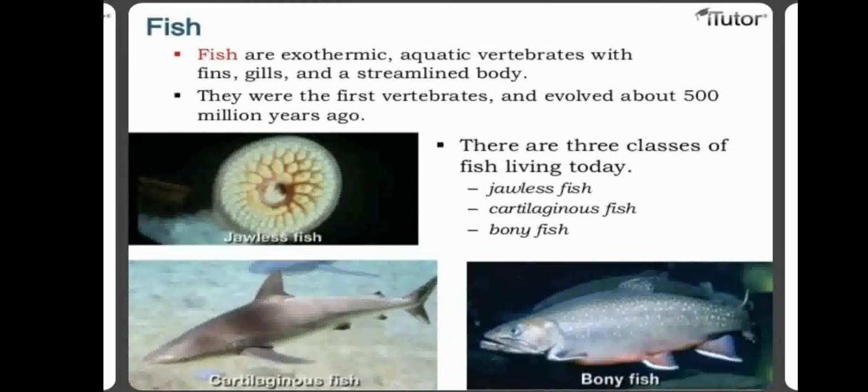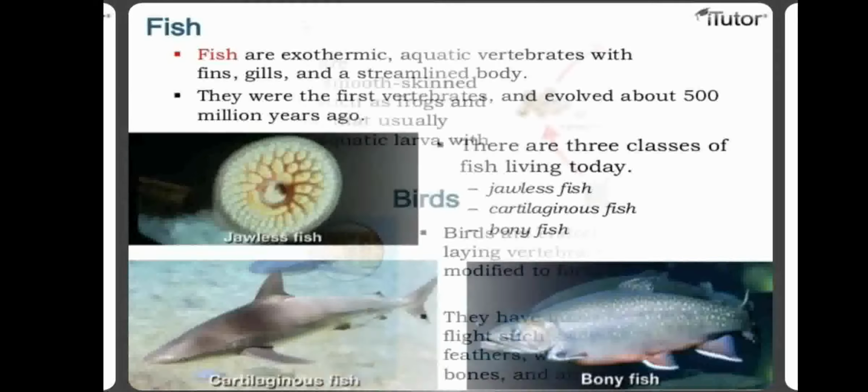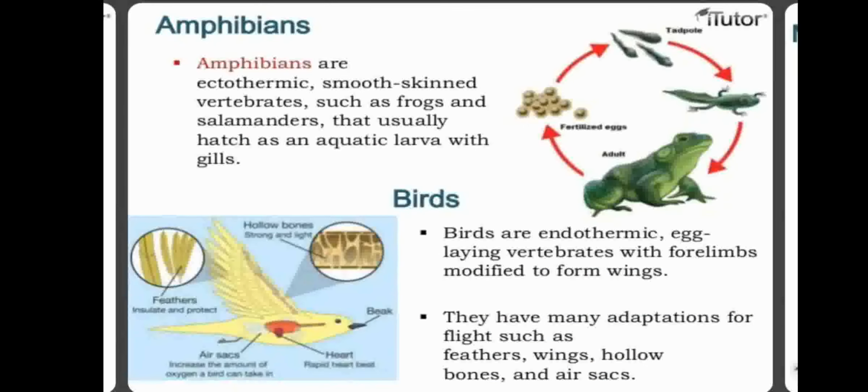They have a streamlined body and fins, and most fish have a body covered with scales. We know that fish breathe with the help of gills, and also fish lay eggs, and fish are cold-blooded. But what are cold-blooded animals? Cold-blooded animals are those which change their body temperature with the temperature of their surroundings. Okay, next class is Amphibia.